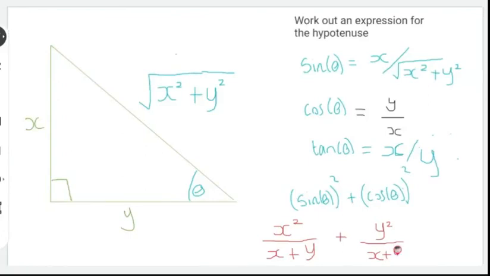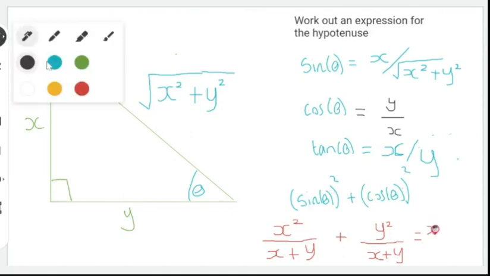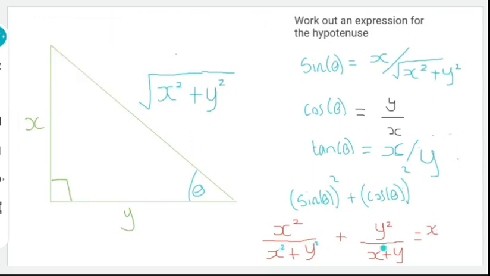Oh, yes, someone's put an expression for sine squared theta plus cos squared theta. Now, what does that actually become the same thing as? Oh, and also, somebody's put x squared over x plus y. I think you missed the squared, so I'll just put that in for you. Squared, squared, squared, and squared.